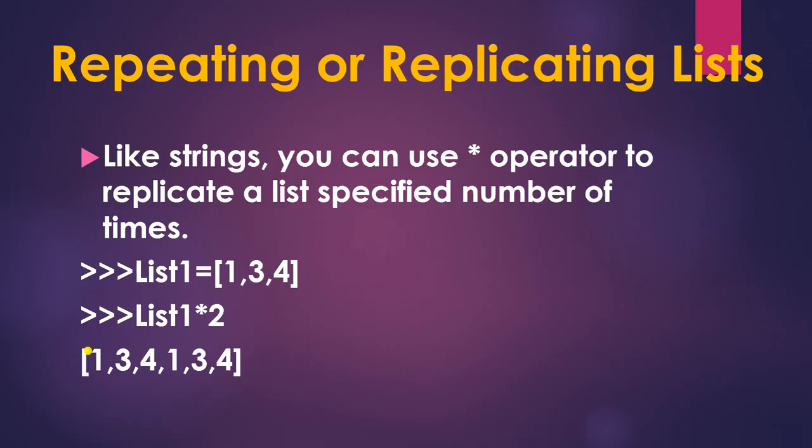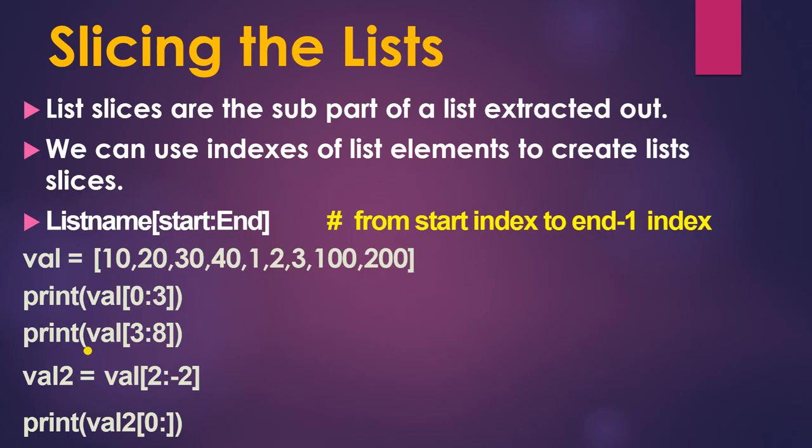Now next is slicing the list. As we studied slicing in strings, the same way we slice the list. List slices are the sub part of a list extracted out. We can use indexes of list elements to create list slices. Here is the syntax: list name, start and end, from start index to end minus 1 index.